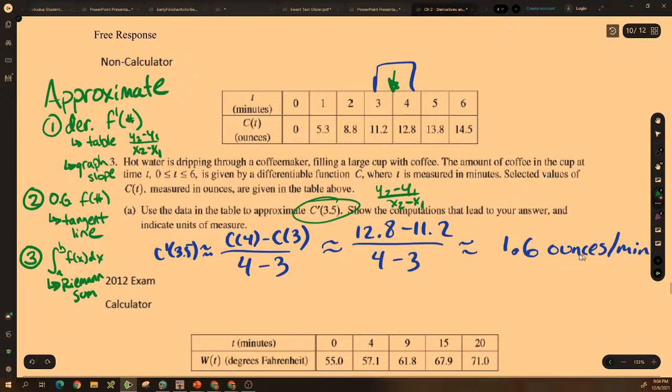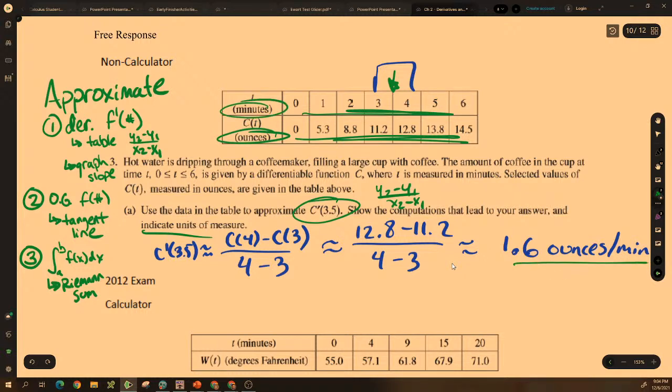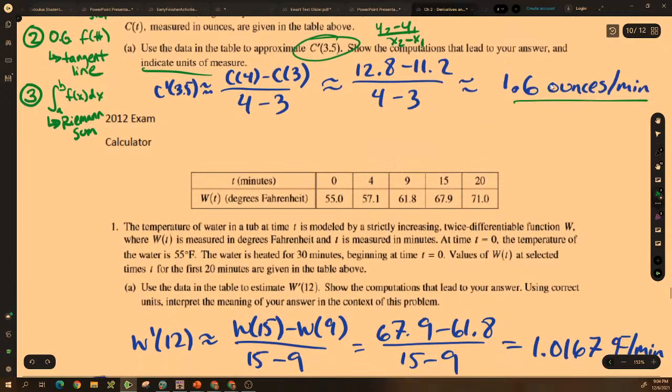Now for my units, it says indicate units. How do I know what units? Well, just kind of look. I divided these, which were in ounces, by these, which were in minutes. So my units are ounces per minute. Okay, and if you don't know abbreviations, like I said in class, just write them out.